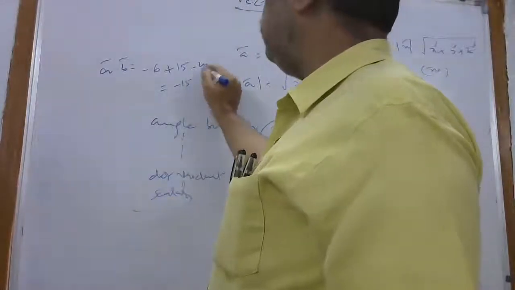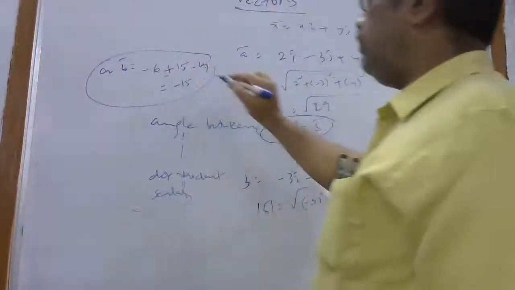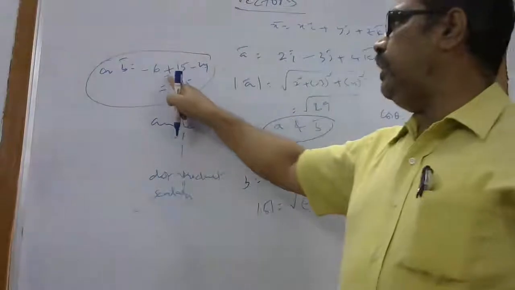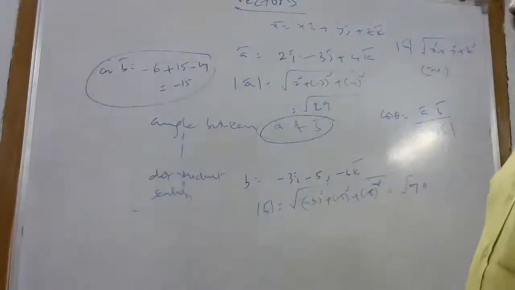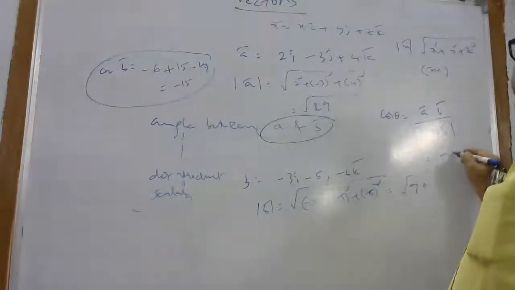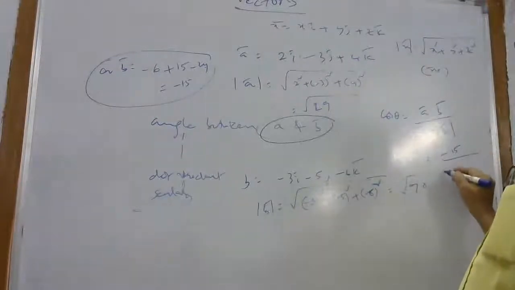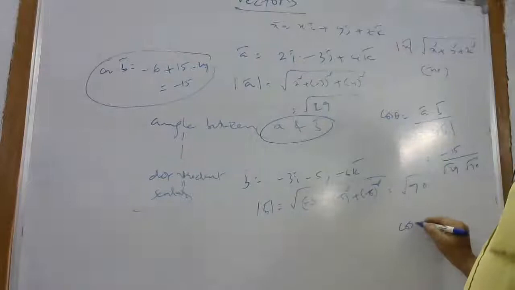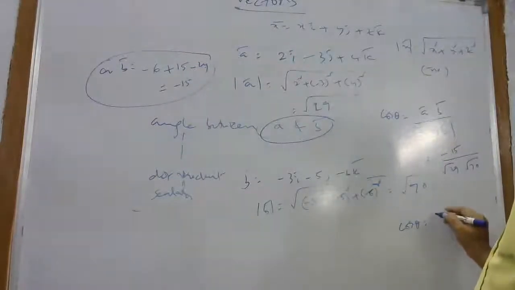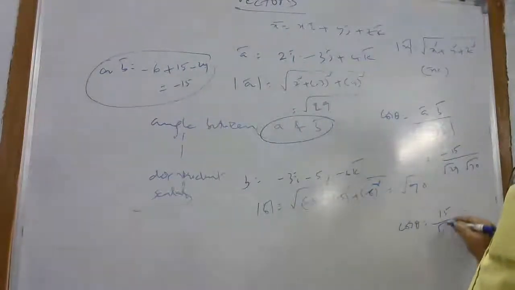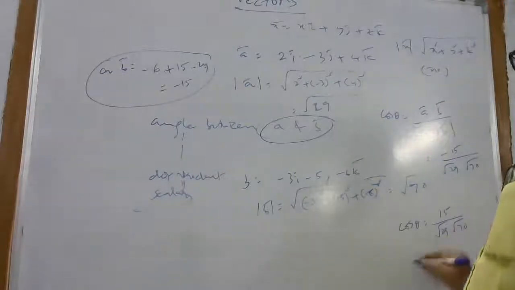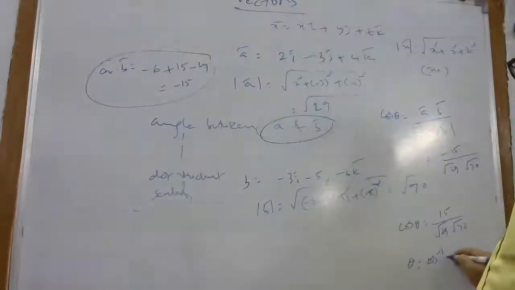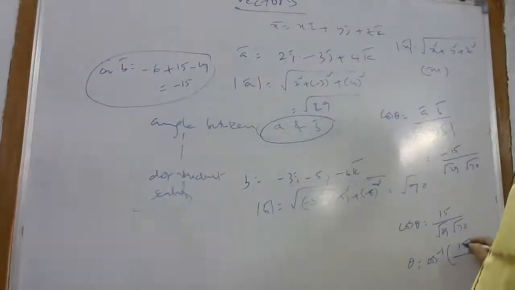So minus 15 will come. Understand? Minus 30 plus 15. Now cos theta is equal to minus 15 by mod a bar, root 29 into root 70. But theta is modulus, you can take 15 by root 29 into root 70. That is the answer. Theta, the angle between them, is cos inverse 15 by root 29 into root 70.